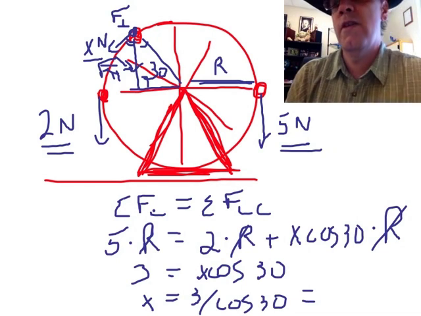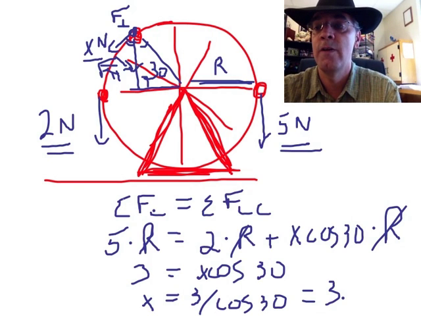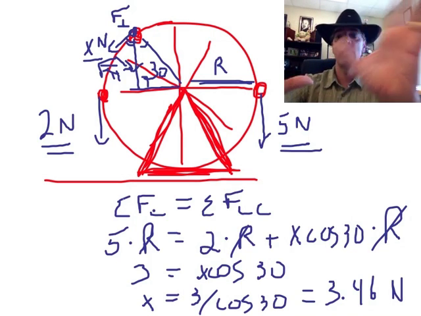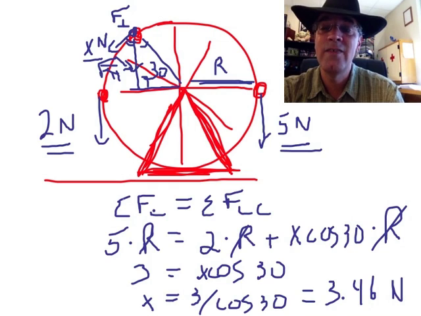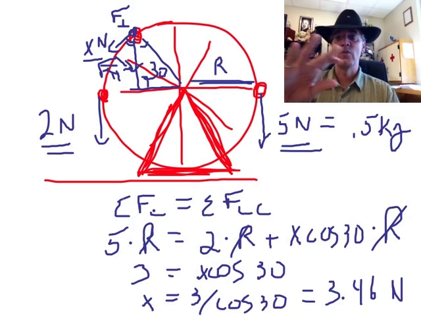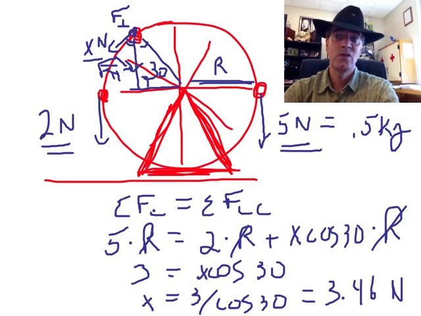I'm going to get a calculator quick to find that out, because it's nice to have a number. 3 divided by cosine 30 is 3.46. 3.46 newtons would be how much force I'd have to apply there to keep the whole thing from moving around. Now, sometimes instead of saying 5 newtons, it's actually going to tell you that it's 0.5 kilograms, and then you have to do mg, so you take 5 times 10, and you have to do one more step in there. I was trying to make it a little more straightforward for you.